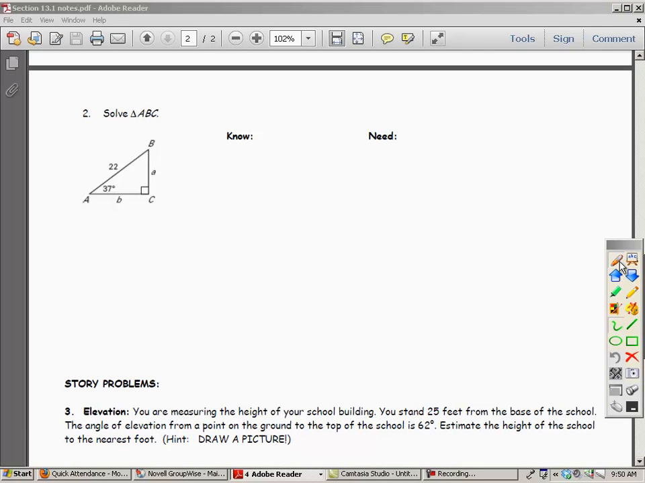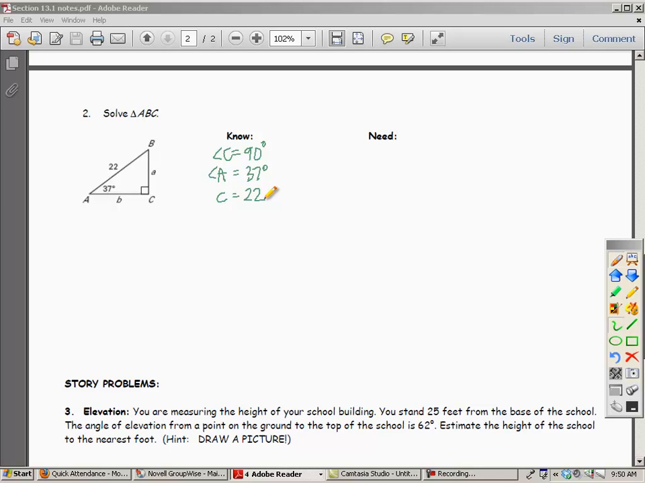Okay, number 2 says solve triangle ABC. Okay, if you need this SOH CAH TOA idea, you can. It's up to you. I'm just going to do it just to make sure I know. But I know angle C is 90 degrees, right? I know that angle A is 37 degrees, and I know that side C is 22.